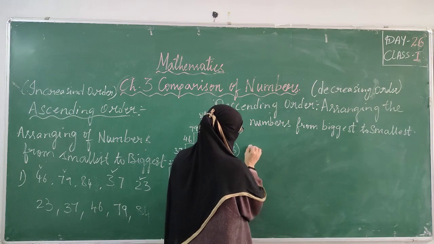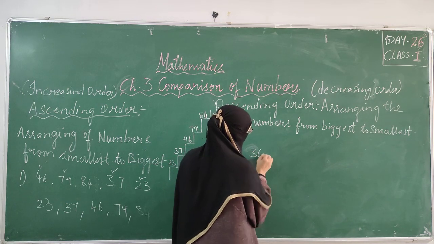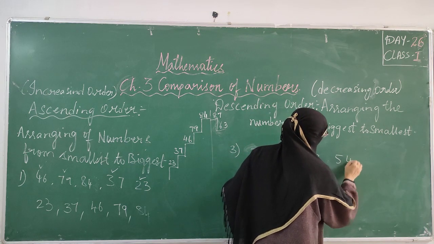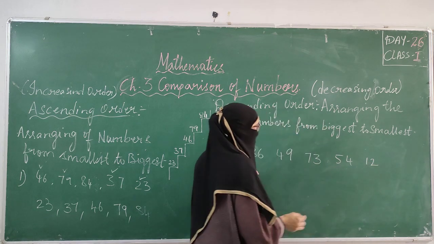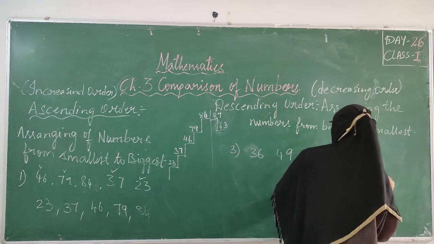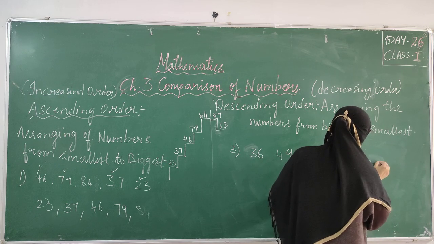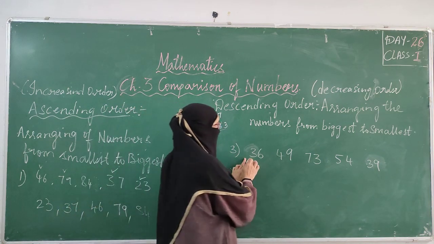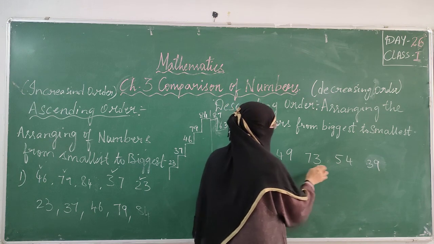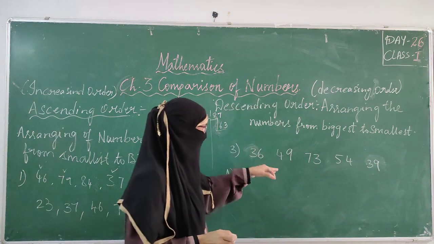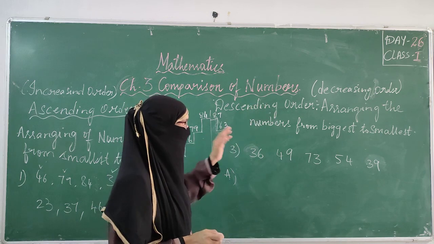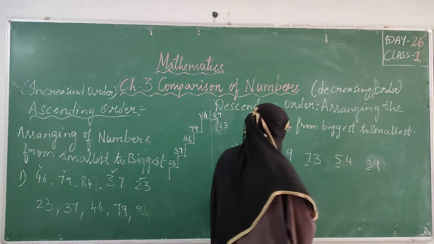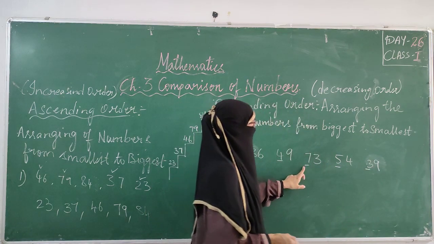Now one more example. 36. So now my numbers in the tens place are different. So we are going to check the number in the tens place and then write according to descending, that is decreasing order, biggest to smallest. So the tens digits are 3, 4, 7, 5, 3.